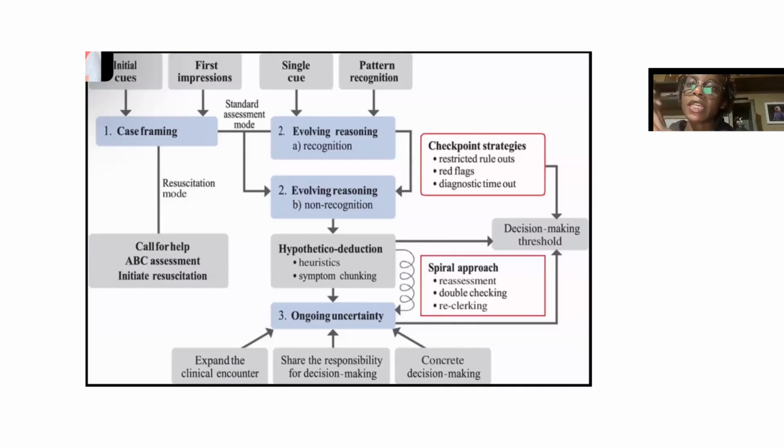The first part was case framing. When it comes to case framing, this is where you discern, is this patient presenting to me with an urgent or emergent condition? Is this a patient that I'm going to manage inpatient, or I'm going to let them go home? When it comes to case framing, we first take in those initial cues. And those initial cues might be the information that we get from the paramedics. They've brought a patient in with such and such symptoms.